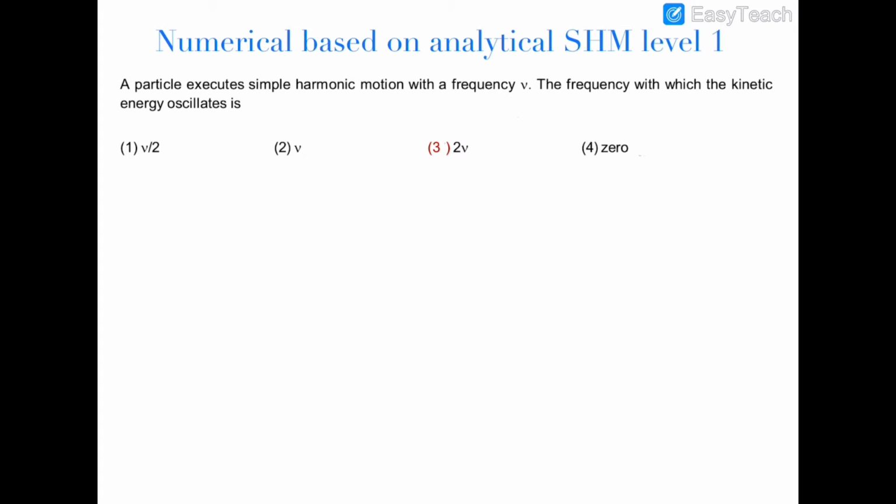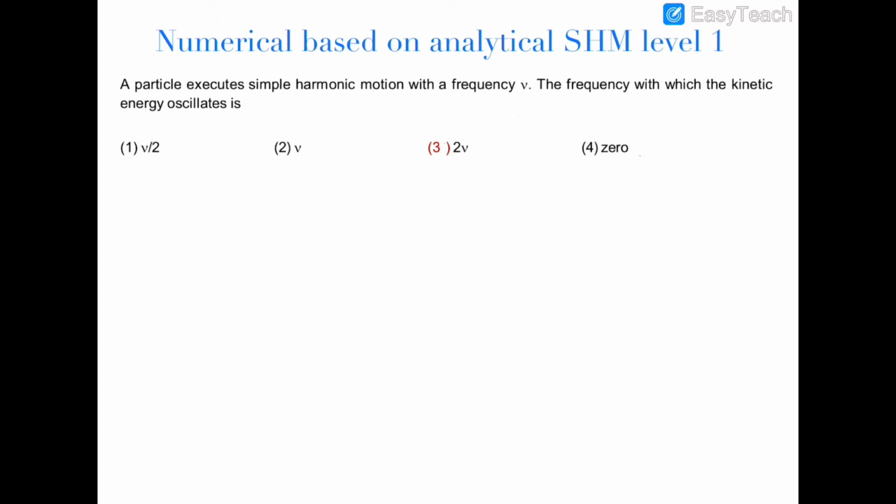In this video, we are going to discuss the numericals which are based on analytical SHM and level 1 numericals. The analytical SHM is different from the physical SHM, in which some spring block system is oscillating and we have to find out the time period, or some pendulum is oscillating. That physical SHM is different from this analytical SHM. In this section, we'll be discussing the problems which are based on velocity, acceleration, energy, and the equation of SHM.